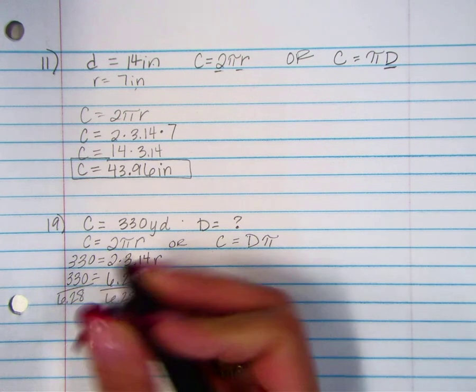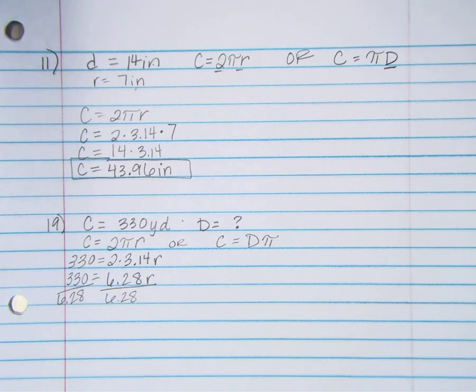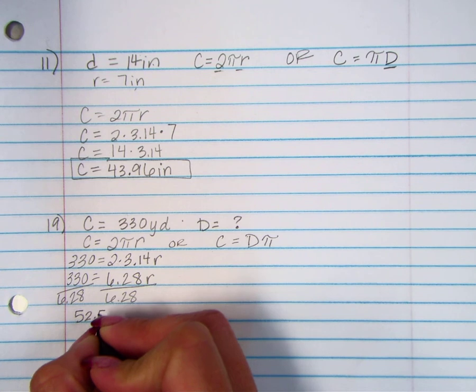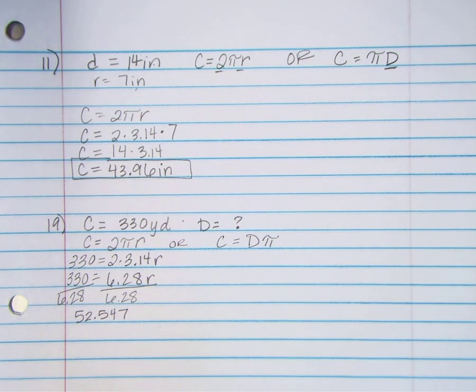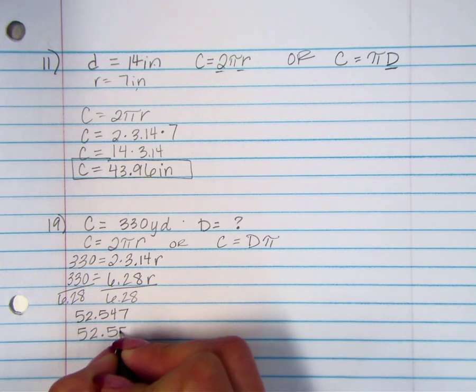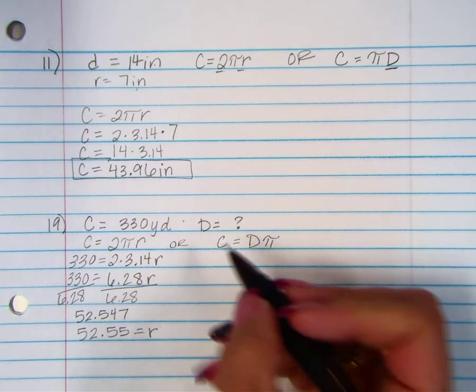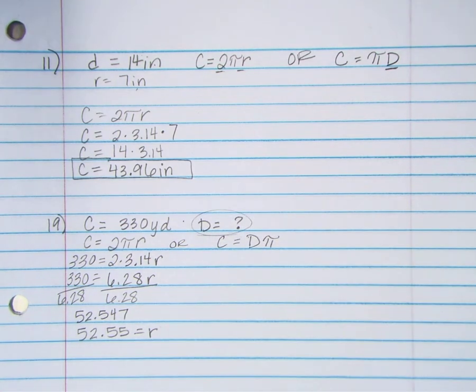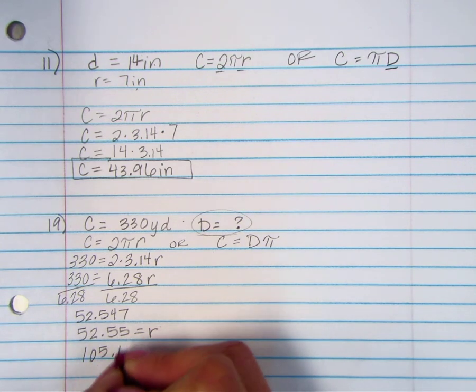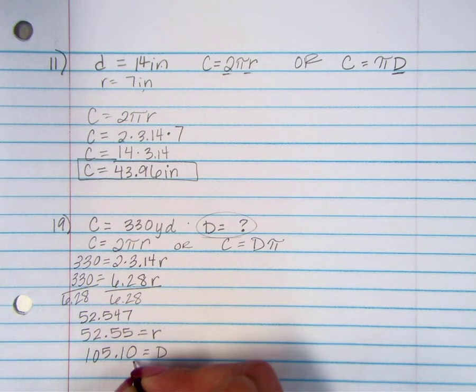So 330 divided by 6.28 equals 52.547. Now you take it out 3 places and you round to the hundredths. So this would be 52.55 equals r. Well, I solved for r, but I really needed a d. So what do I do? Tanner? Not divide by 2. Diameter is really 2 times r. So I'm going to multiply this number times 2, and I'm going to get 105.10 equals my diameter. And this should be yards.